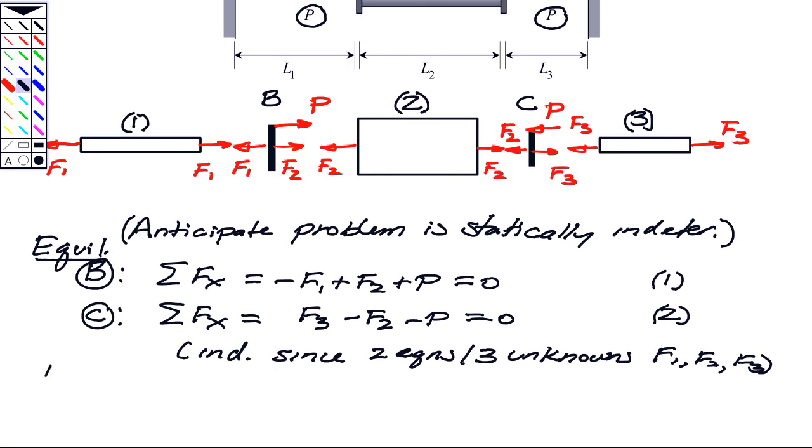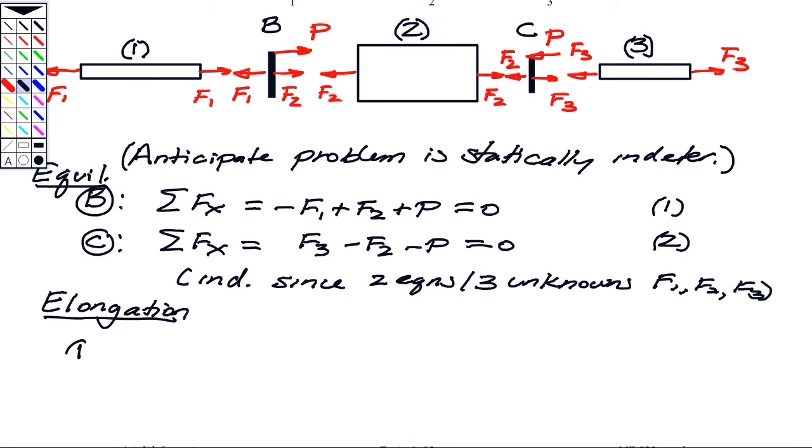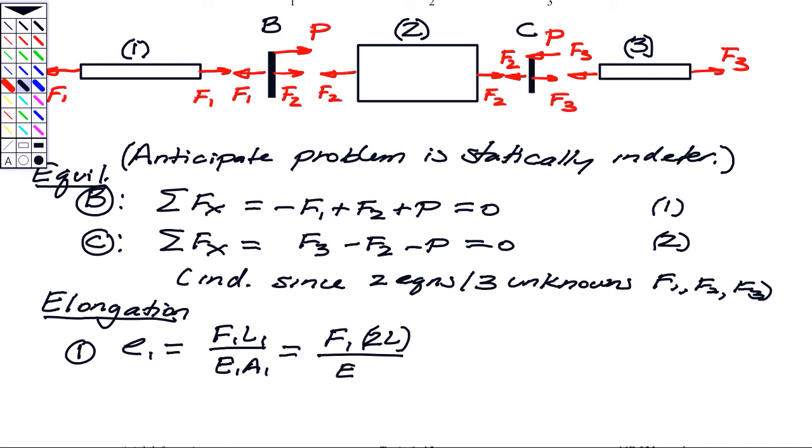We'll write down our elongation equations. For each segment, we can write down an elongation equation. For segment 1, the elongation e1 is F1 L1 divided by E1 A1. That's just the standard equation. L1 is 2L, as given in the problem, the cross-sectional area is A, and it has a Young's modulus of E. So this becomes 2 F1 L divided by EA.